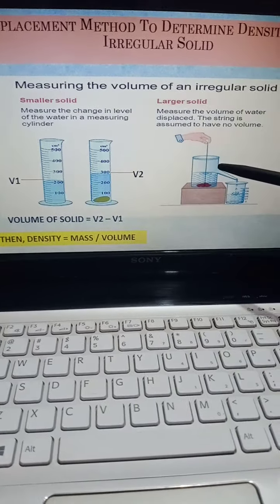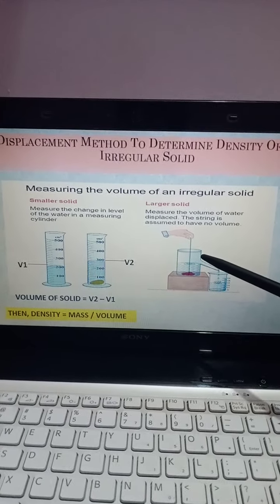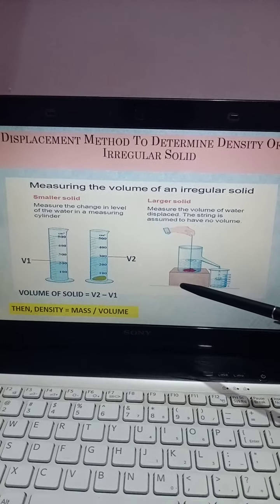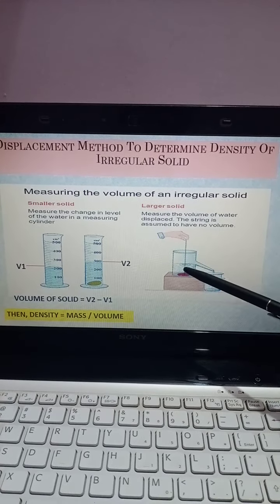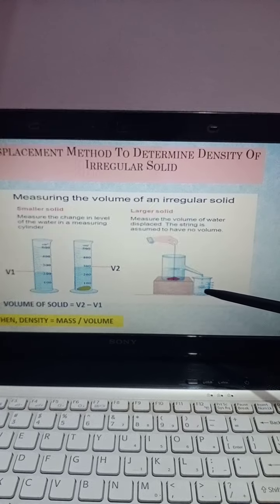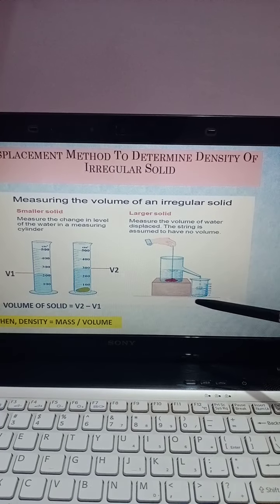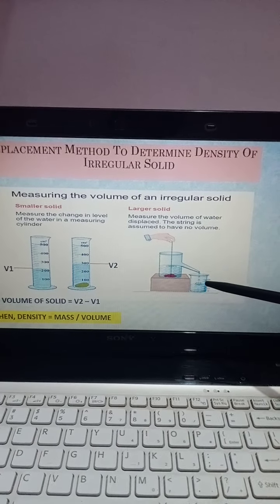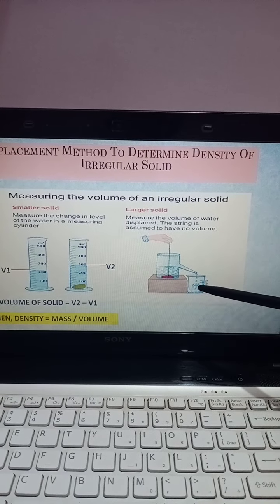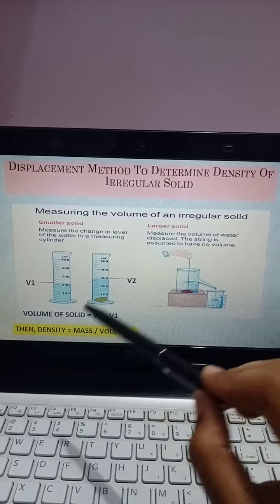Then this is the second method. So here we have this second method by using eureka can. So by using this eureka can, we are going to insert a solid inside this eureka can. Then the amount of water which is going to get displaced is going to get collected in this beaker, which will give us the volume of that object. Then again we will find out the ratio of mass and volume, and we are able to find out the density of that object.